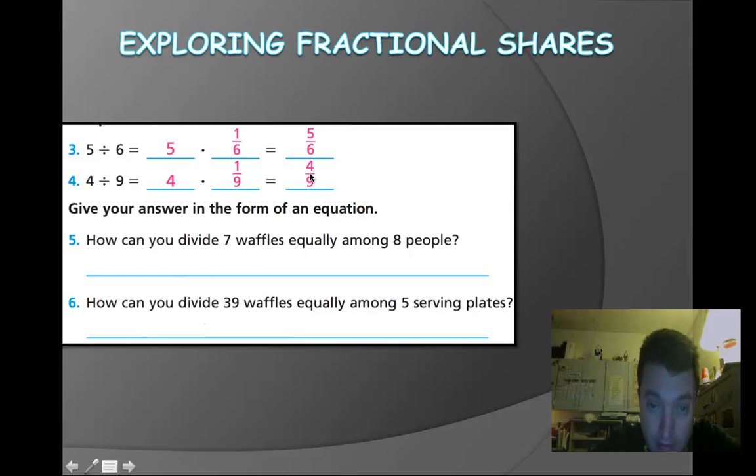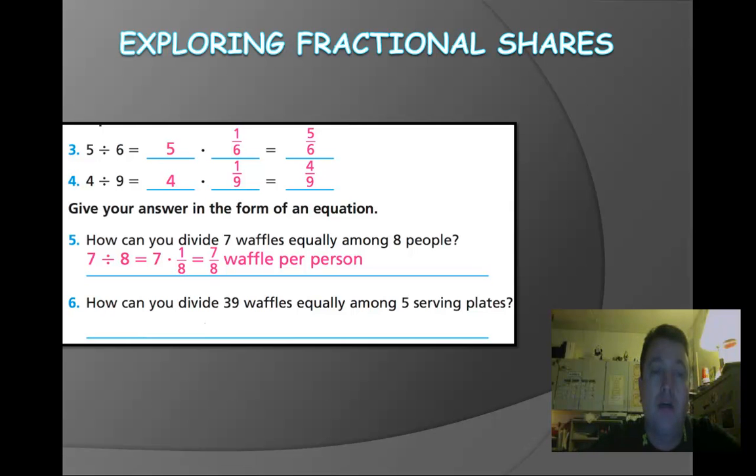And again, you can see this sign here means division. 4 divided by 9. Same thing we've got going on right here. Now, let's take a look at this one. It says, how can you divide 7 waffles equally among 8 people? Well, that's a good question. So we're going to take 7 and divide it amongst 8 people, which is really the same as saying 7 times 1/8. When I do that, I end up with 7/8 of a waffle per person. Not a whole waffle because we have more people than waffles, but I get a fractional share of the waffles that I have.